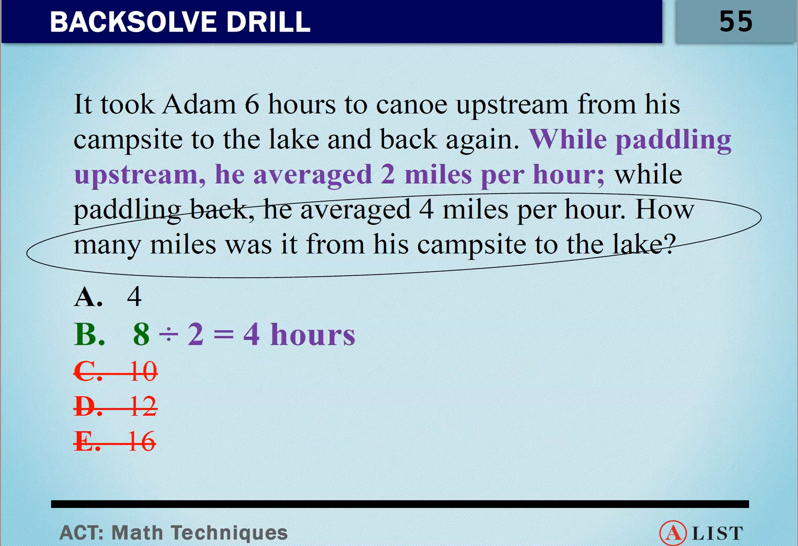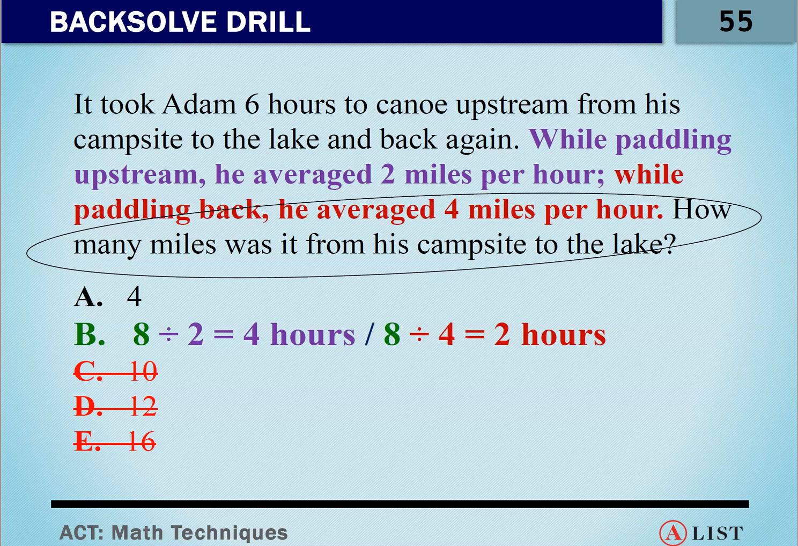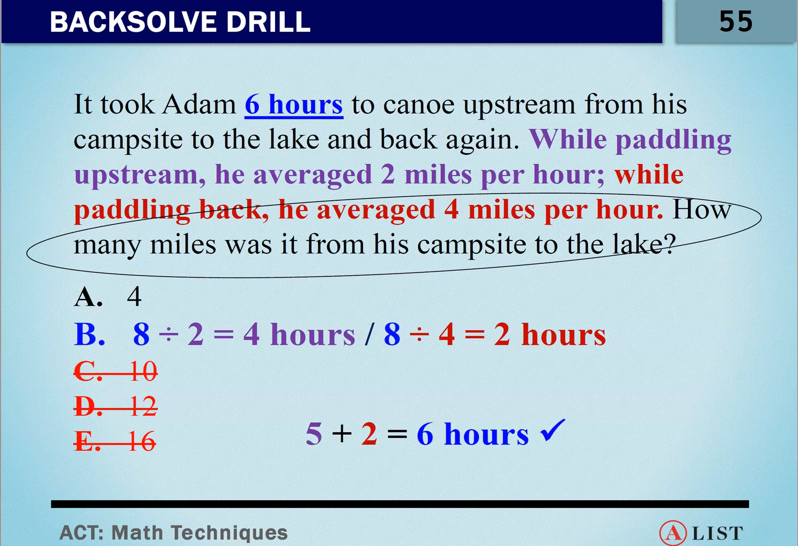So let's go with 8. 8 divided by the 2 miles per hour meant that it took 4 hours to get there, and it took 2 hours to get back based on the average of 4 miles per hour. So that is our 6 hours. So letter B was our correct choice.